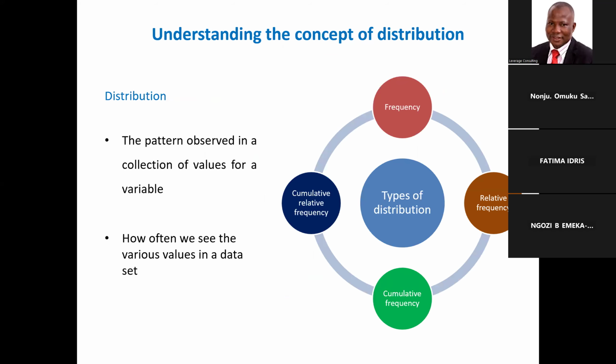Now, the first thing we want to talk about in descriptive statistics is the concept of distribution. It's so fundamental to descriptive statistics. We already said that it's the aspect that deals with summarization of the data. The first thing you do with data after you have collated and even cleaned the data is to understand the distribution of each variable.